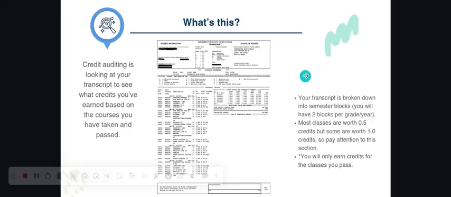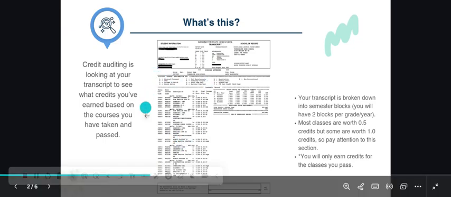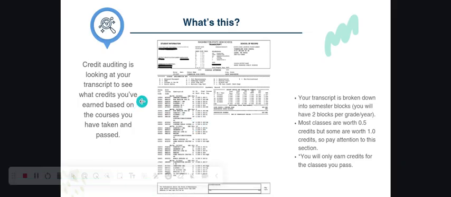Okay, what is credit auditing? Credit auditing is looking at your transcript to see what credits you've earned based on the courses you've taken and passed. Your transcript, like this example transcript, is broken down into blocks. There are roughly 2 blocks per year, and these represent semesters.